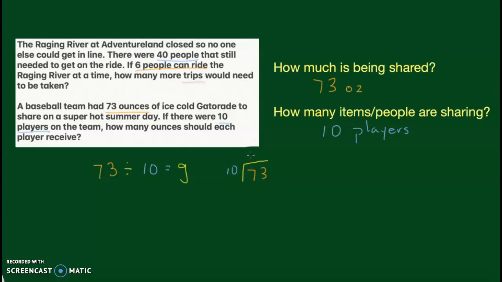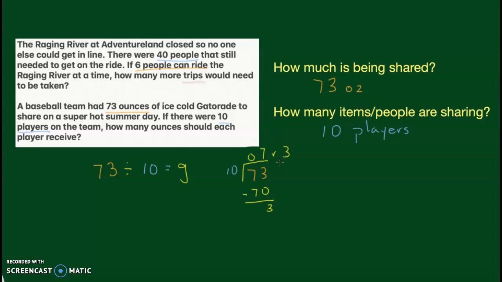So I can't get any groups of 10 from 7, but I can get 7 from 73. 7 times 10 is 70. I subtract and I get 3. My 3 is less than 10. There's nothing else to bring down, so I have a remainder of 3.